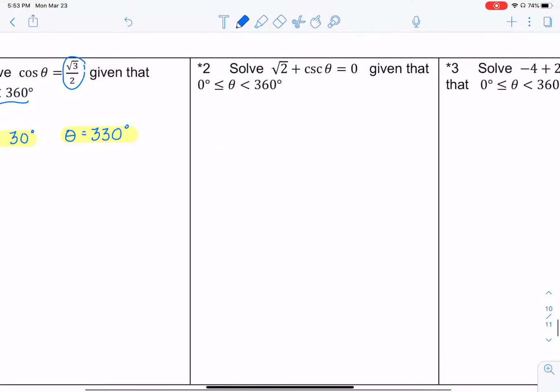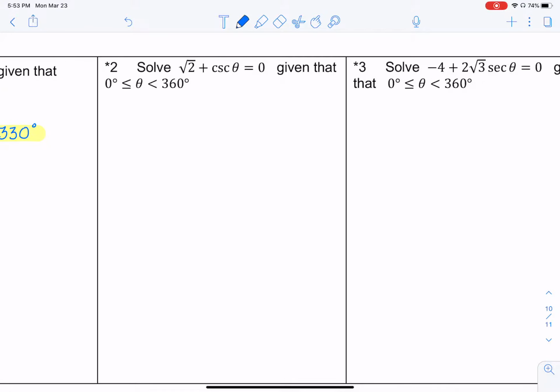All right, we're going to try a little bit harder question next. This time, I'm going to rewrite my problem down here. I have to do a little bit of algebra before I can start. I'm going to subtract the √2 to the other side, and I get cosecant of theta equals negative √2. You should recall that cosecant is a reciprocal function for sine. So I'm going to rewrite this as a sine function, and flip the right side of the equation as well, and that would be -1/√2.